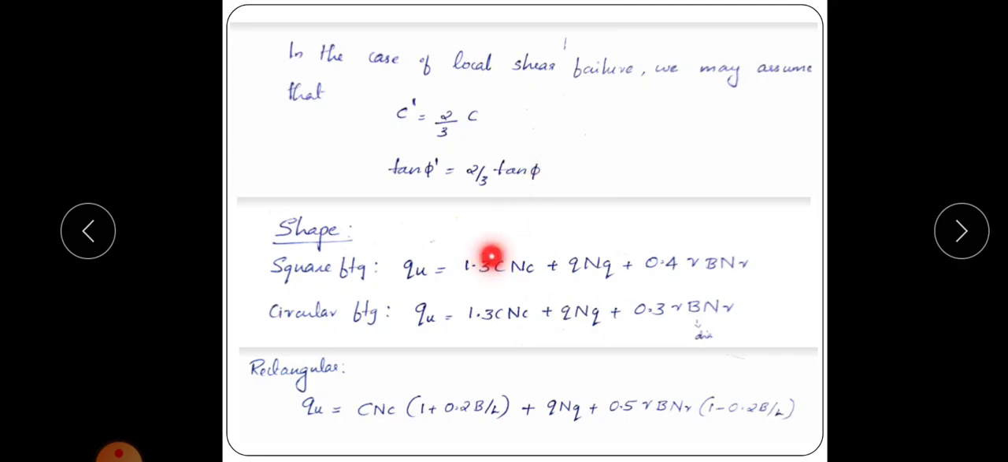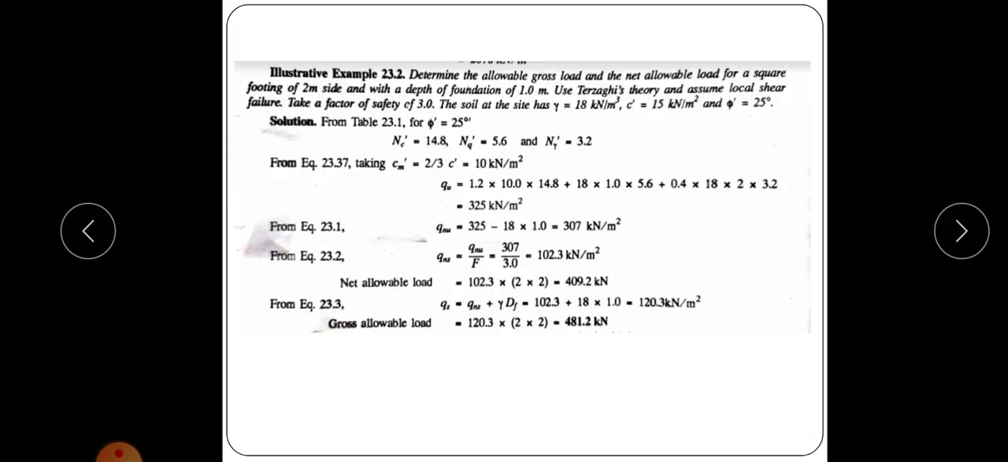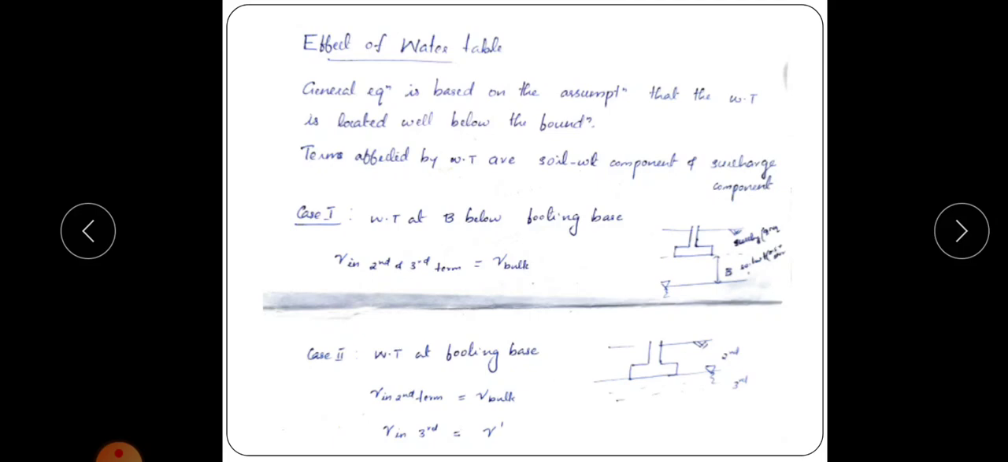The first component is the cohesion component, it is constant, so it is not affected by water table. The second component is the surcharge component, and it is affected by water table because q = γ Df. The third term, with γ, is the unit weight component, and it is also affected by water table. The terms affected by water table are the soil weight component and the surcharge component, that is, the second term and third term.